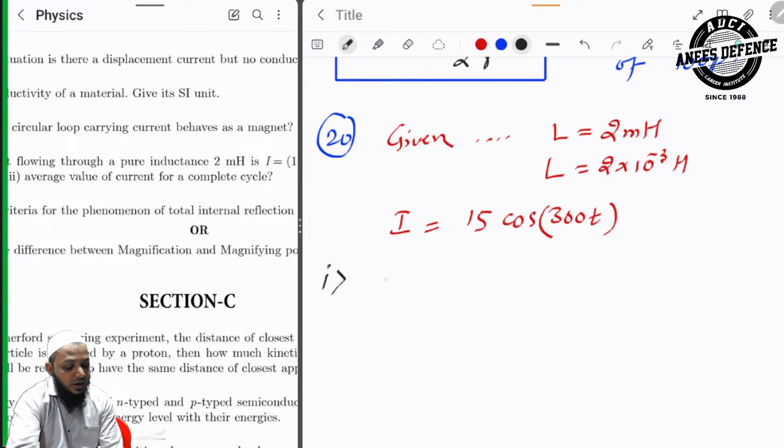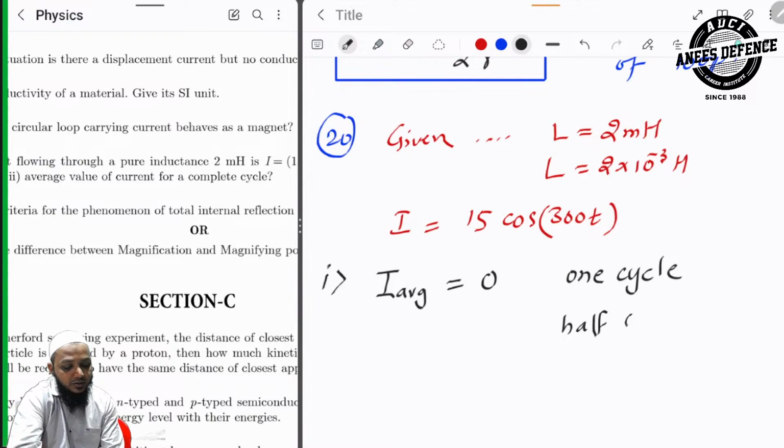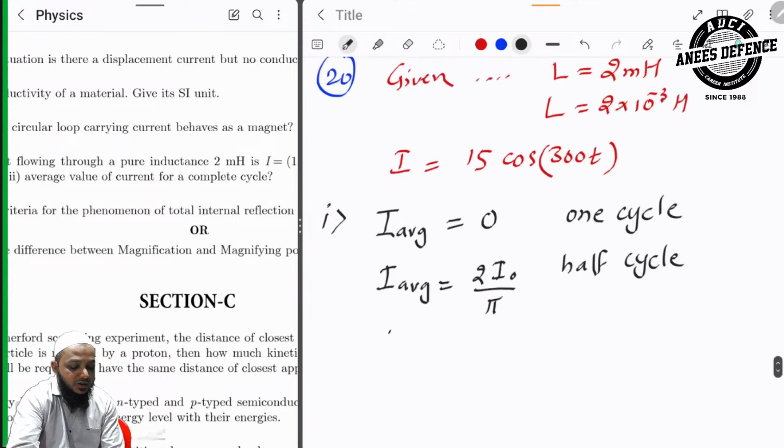In AC, the average value of current for one cycle is always 0. And what about for half cycle? For half cycle, the average value will be equal to, do you know? It will be 2 times I naught upon pi. And what is the RMS value of current? RMS value of current is I naught upon root 2.